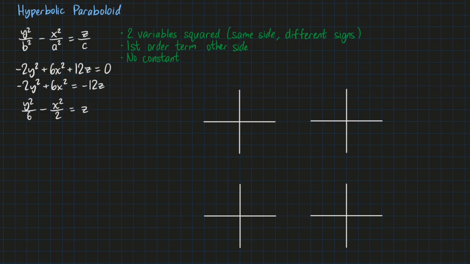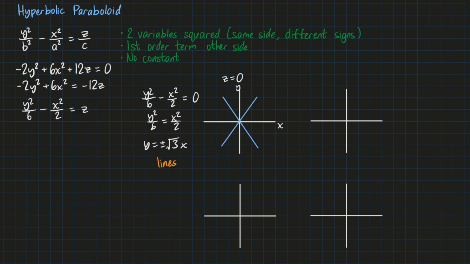So again, we can do the traces. We'll start off with the xy trace, and we'll start on the xy plane by setting z equals to 0. Plugging in a 0 for z gives us y squared over 6 minus x squared over 2 equals 0. We can try isolating for y, since y is the vertical axis. After simplifying, we get y equals plus or minus the square root of 3 times x. And these are lines.